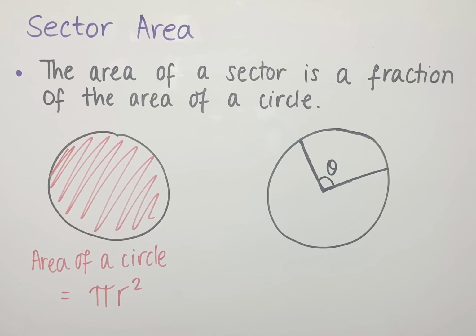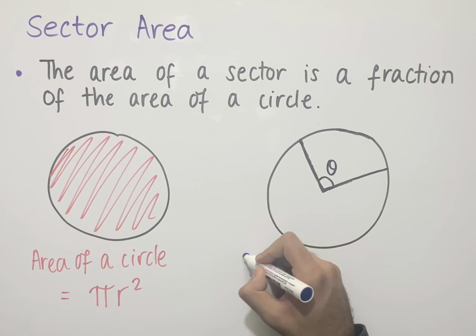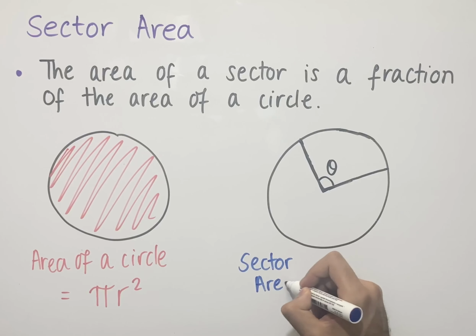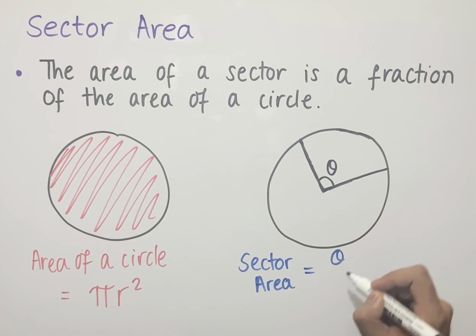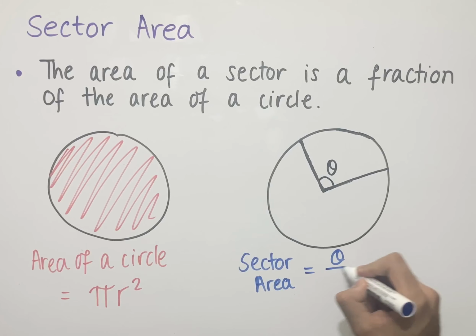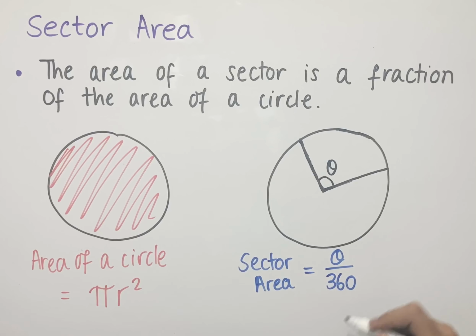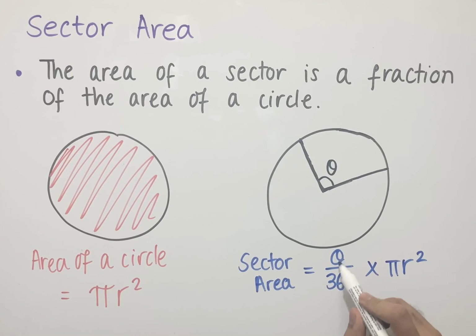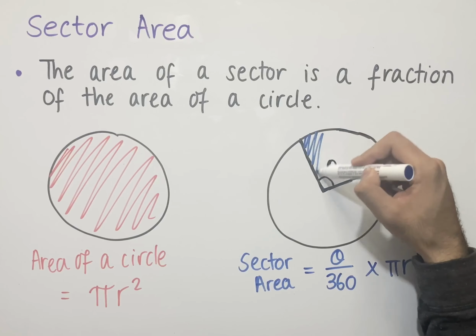So we would have that sector area is equal to theta, which is measured in degrees, over 360 multiplied by pi r squared. So this fraction, theta over 360, of the area of the circle is represented by the sector area here.